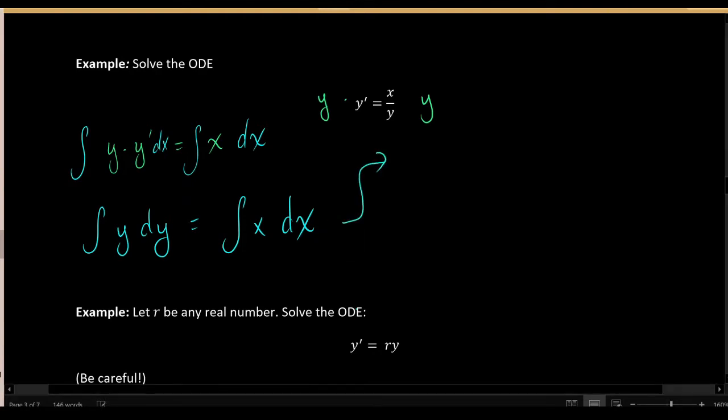So when I do that, the left side becomes y squared over 2 plus c, and the right side is going to become x squared over 2 plus c. But it's inappropriate of me really to use c plus c on both sides because these two c's could be different. To acknowledge the fact that they could be different, I'm going to give them different subscripts, c1 and c2.